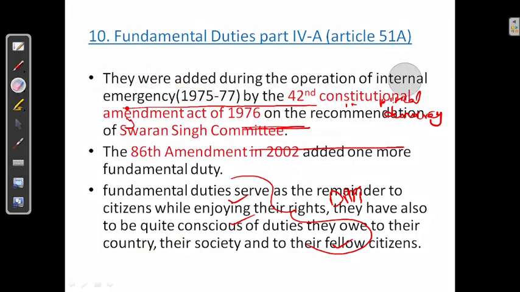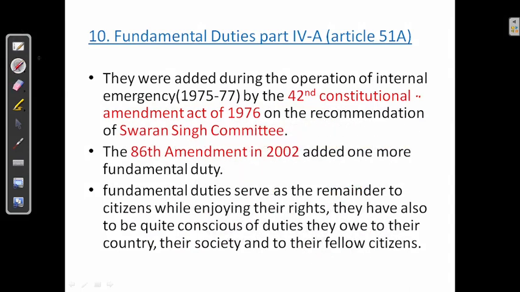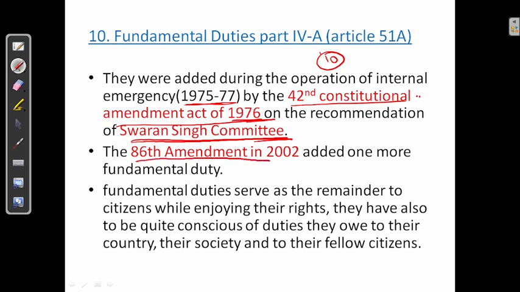Next, we'll see the fundamental duties. They were added during the operation of internal emergency by the 42nd Constitutional Amendment Act of 1976. Originally they were not enacted in the Constitution, but they were added in the 42nd Constitutional Amendment Act of 1976 on the recommendation of the Swaran Singh Committee. Originally there were 10 fundamental duties. In the 86th Amendment Act of 2002, one more was added. Now in total we have 11 duties.